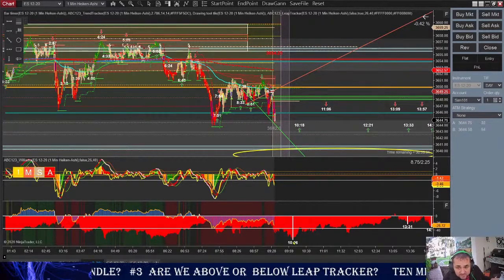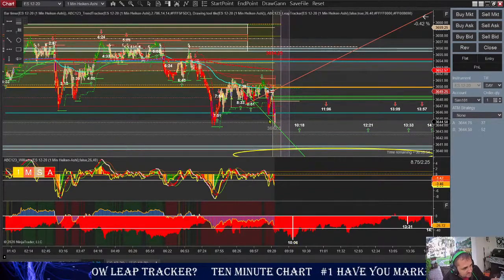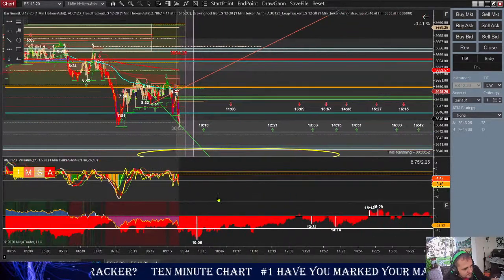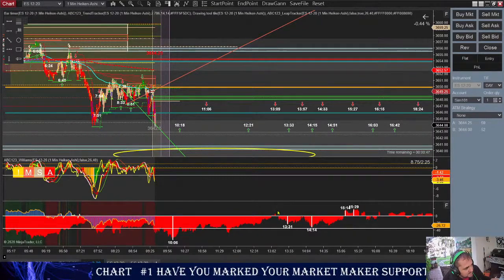And I don't have a time to jump in, unfortunately. But we could do it if we really want to. And then at 10:06, see if it hits our bottom. And maybe we can ride this trade all the way. Let's see what the energy is.